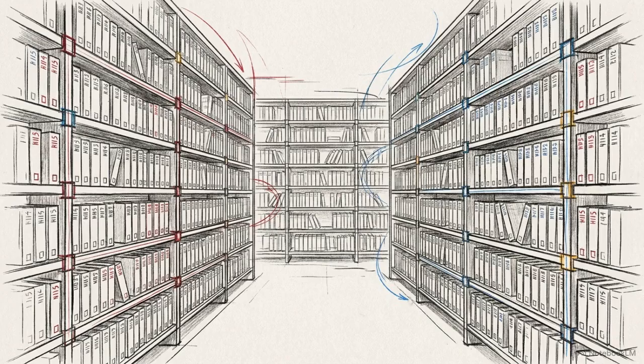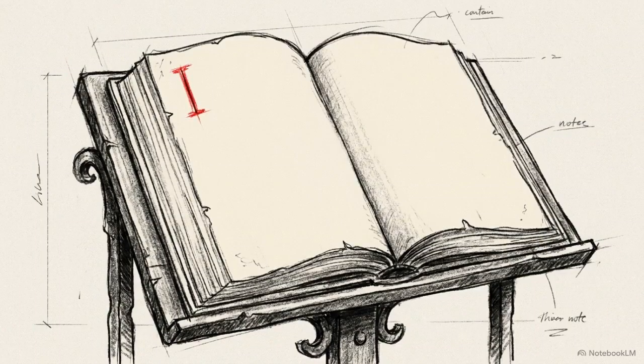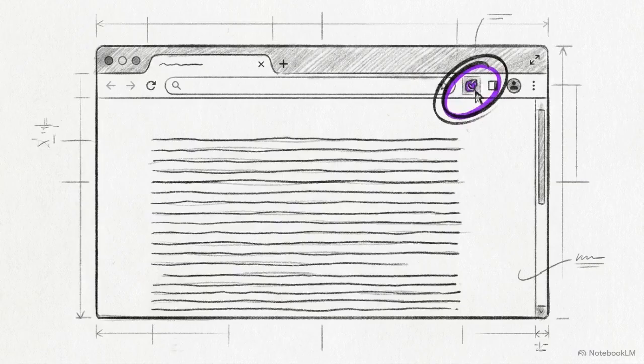The entire digital architecture is now built. Now we have to maintain it by capturing new information as you find it. For daily research, install the Obsidian Web Clipper browser extension. This lets you bypass the cloud entirely and save web content directly into your vault.